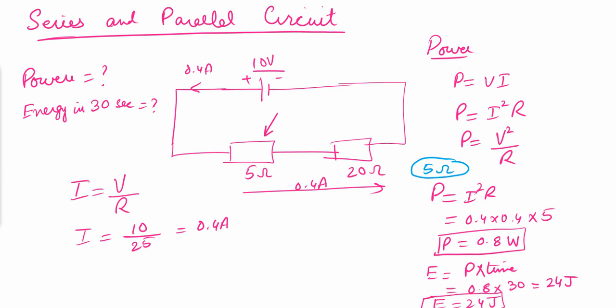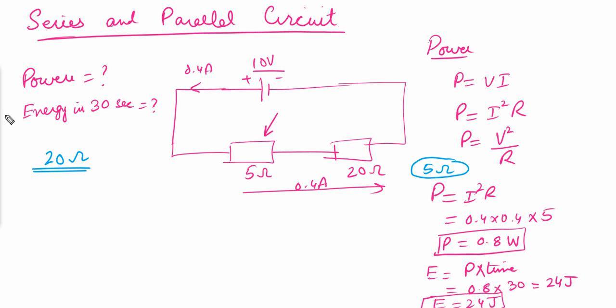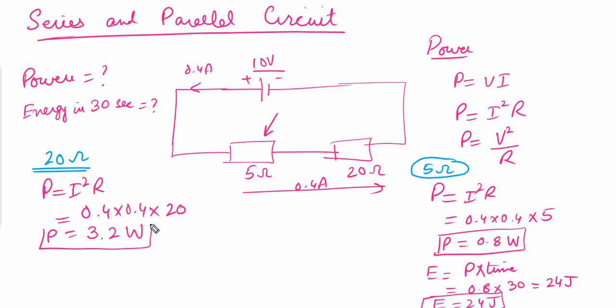Now let's do the calculation for finding out the energy and power spent across the 20 ohm resistor. So, 20 ohm, let's find out the power. Power is equal to I square R. So I will remain the same because these resistors are attached in series, so that will be equal to 0.4, and the resistance of that resistor is 20. So I'll do 0.4 times 0.4 times 20. So that will be equal to 3.2 watts. So the power dropped across the 20 ohm resistor is 3.2 watts.